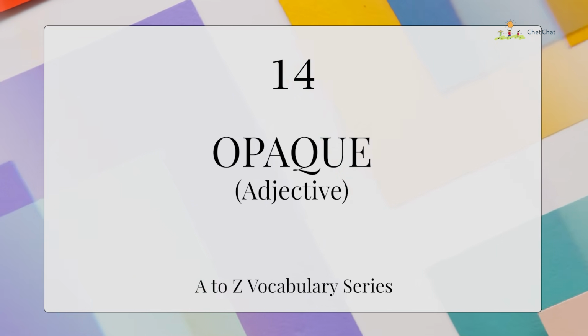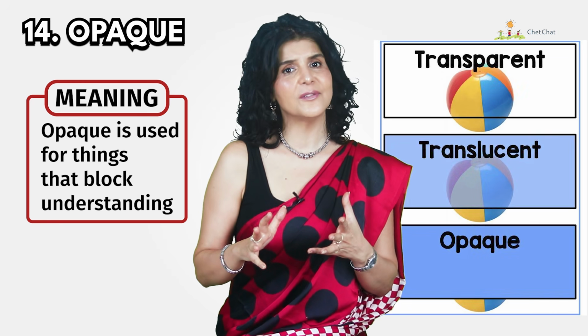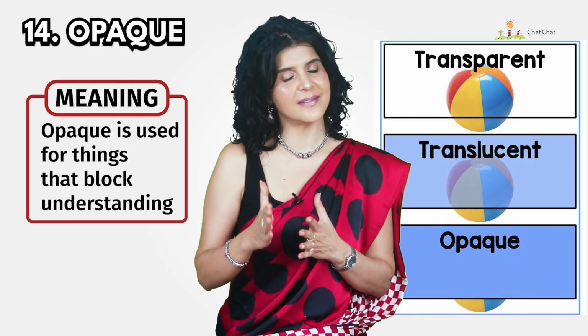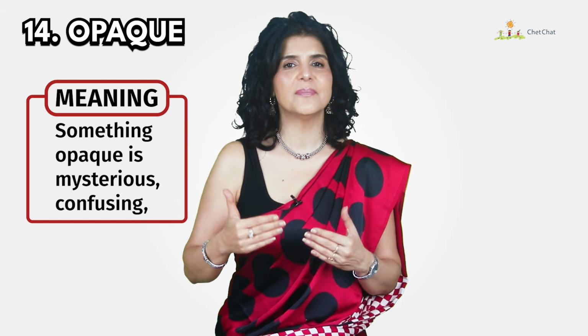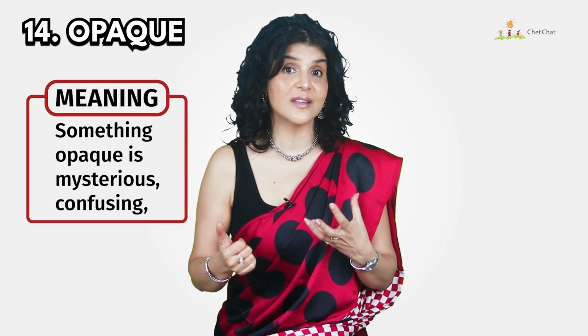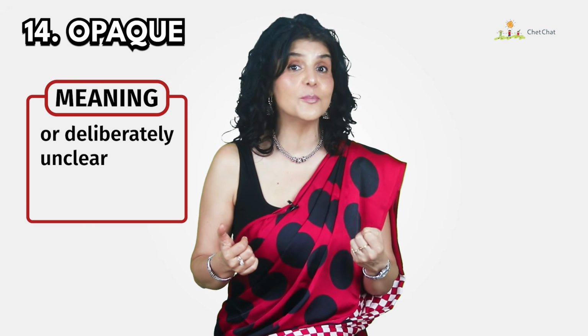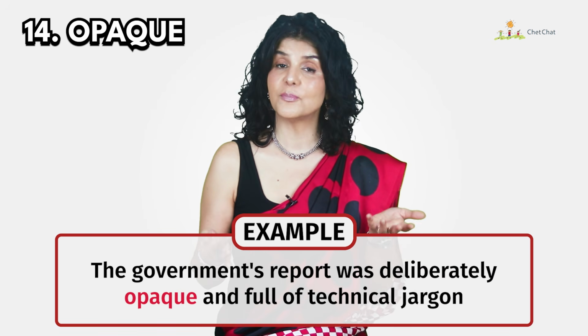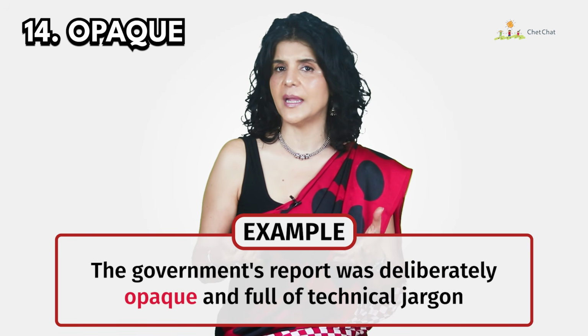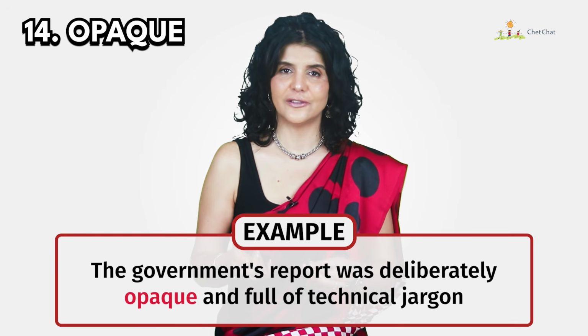The next word is opaque. Now, opaque is used for things that block understanding. Imagine a solid wall that blocks light. So something opaque is mysterious, confusing or deliberately unclear so that you cannot see their true meaning. Example, the government's report was deliberately opaque and full of technical jargon.